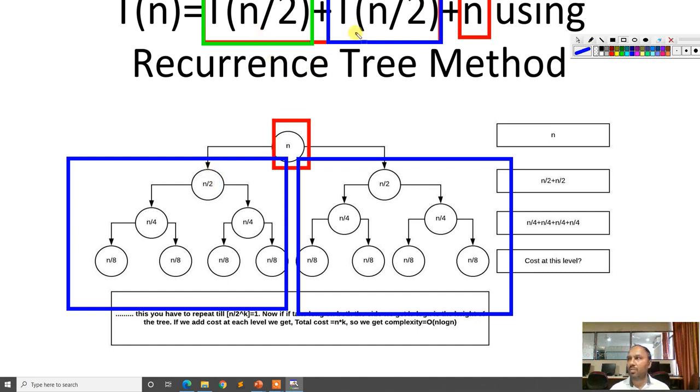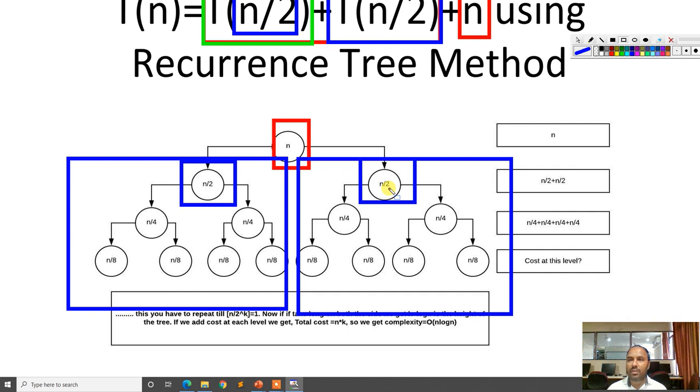So at the very first level, it is actually 2T(n/2). If we compare with the equation of the master theorem, T(n) = aT(n/b) + f(n), the value of a is equal to 2, which means two children will be there. This is the first child and this one is the second child. And n is to be replaced with n/2. That's why the cost at this particular node is n/2, and also for this particular node the cost is going to be n/2.